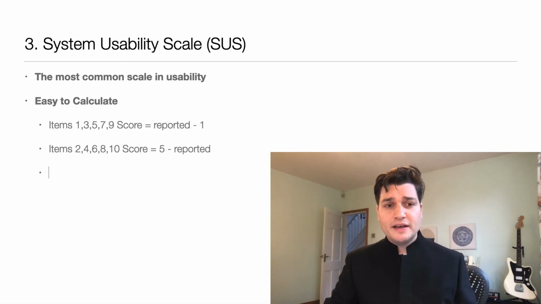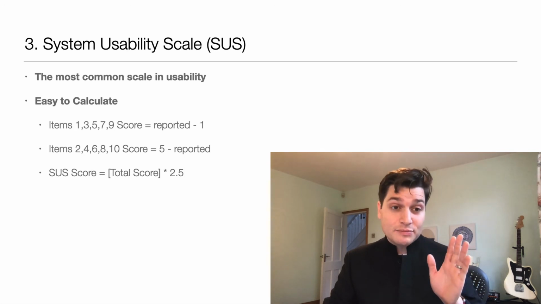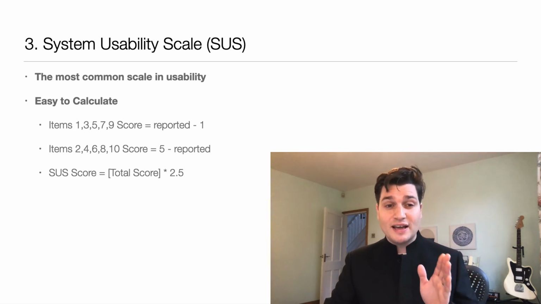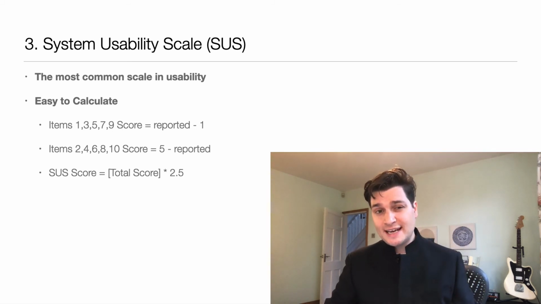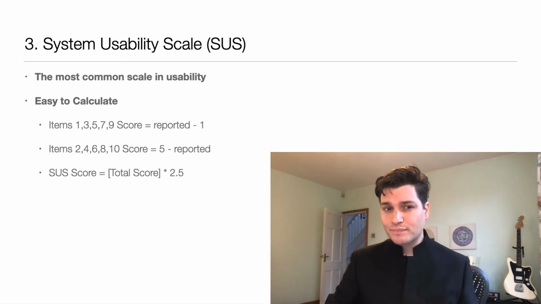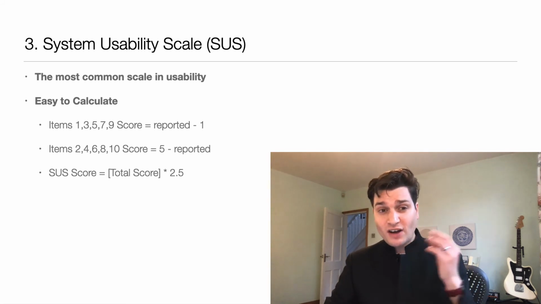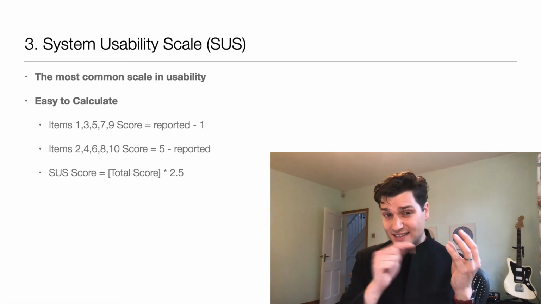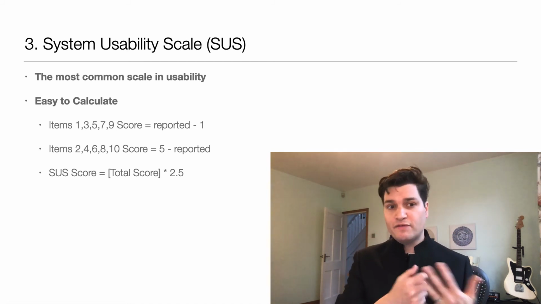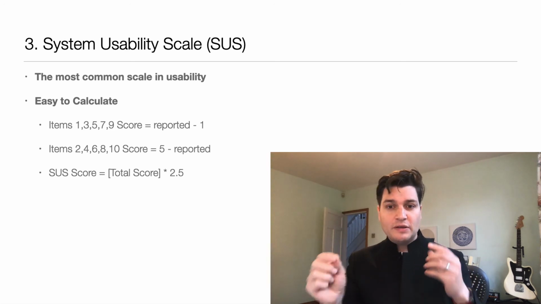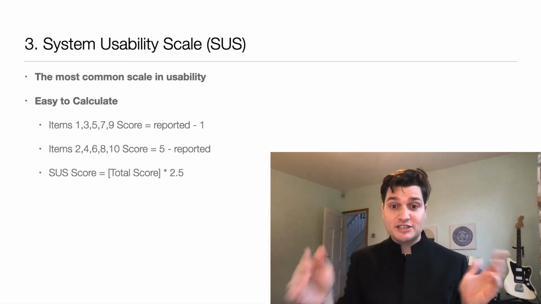So what you do is you take items 1, 3, 5, 7, and 9. The score which the person gave out of 5, you take that and remove 1. Numbers 2, 4, 6, 8, 10, you take 5 and remove what the user gave. So if they gave a score of 1, 5 minus 1 equals 4. Then you add up all these new scores, times by 2.5, and that's your SUS score.